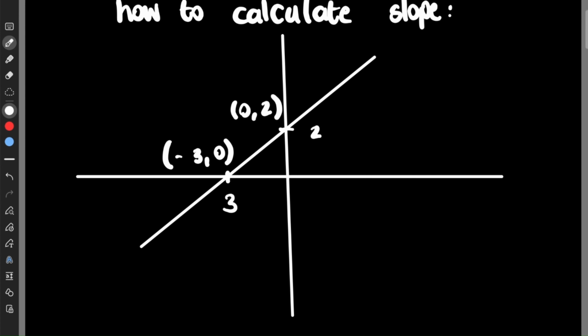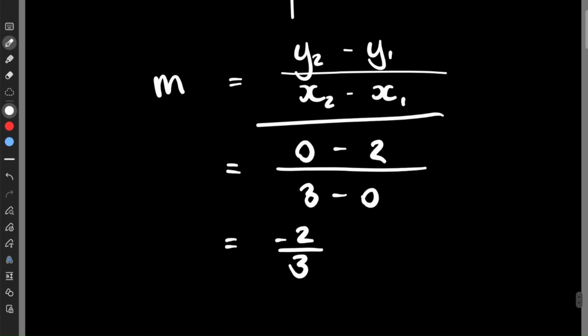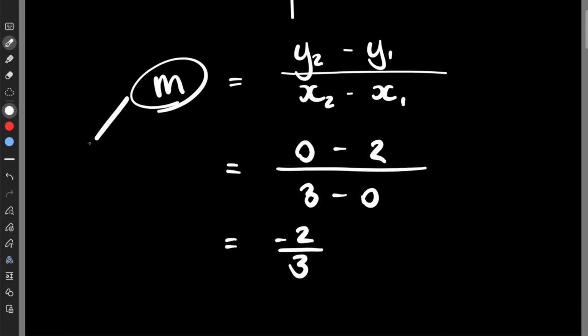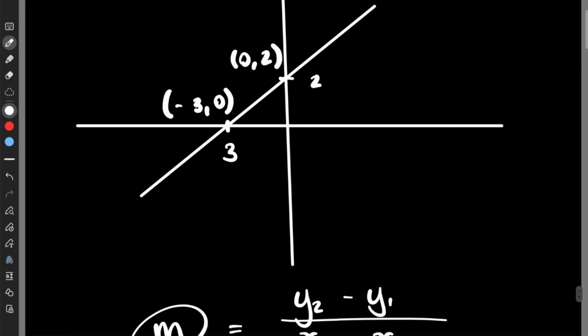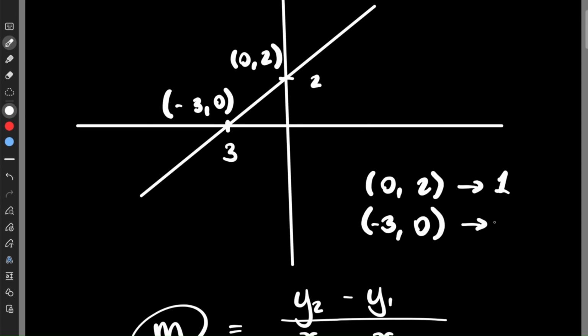So what we're going to do is plug these two coordinates into the following formula. So here is the slope formula, where, remember, m represents the slope, and I'll show you what these values mean in a moment. The y2 and y1 refer to the y values of the two different coordinates. So you can select one set of coordinates as coordinate set 1, and the other one as coordinate set 2. So let's say (0, 2) is coordinate 1, and (-3, 0) is coordinate set 2.